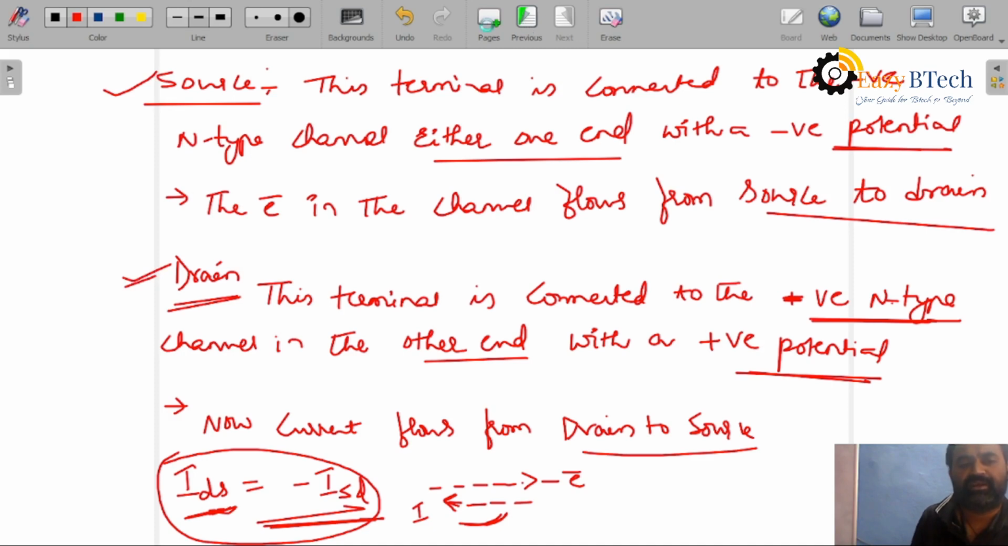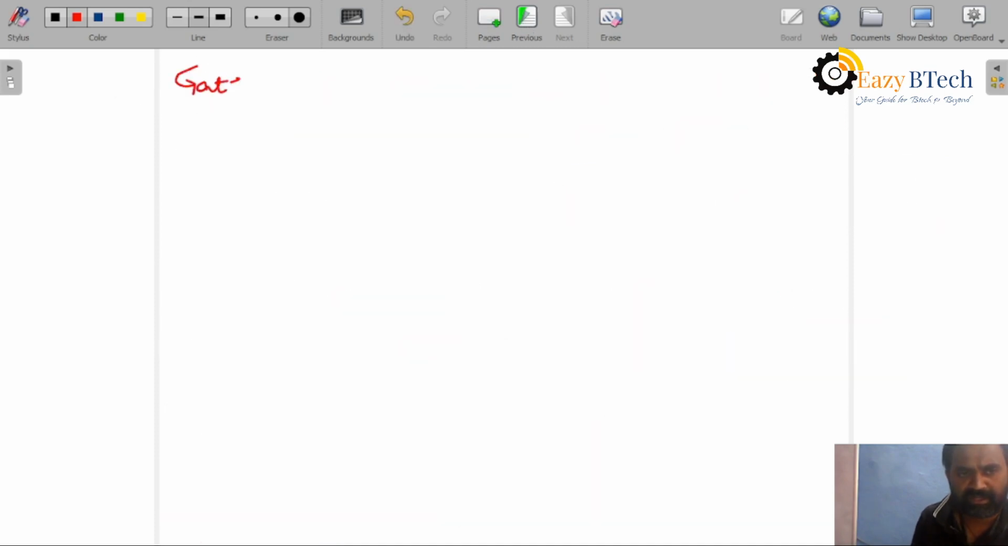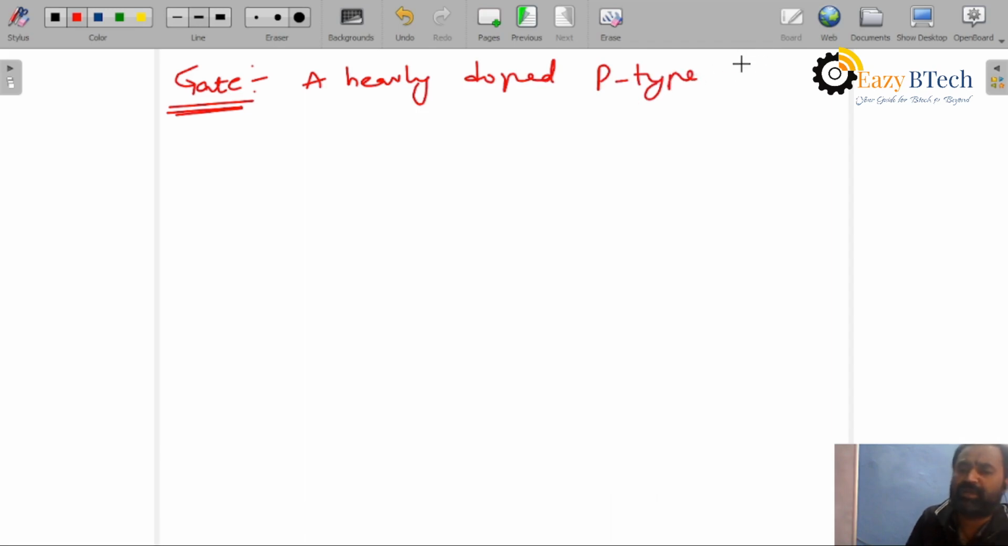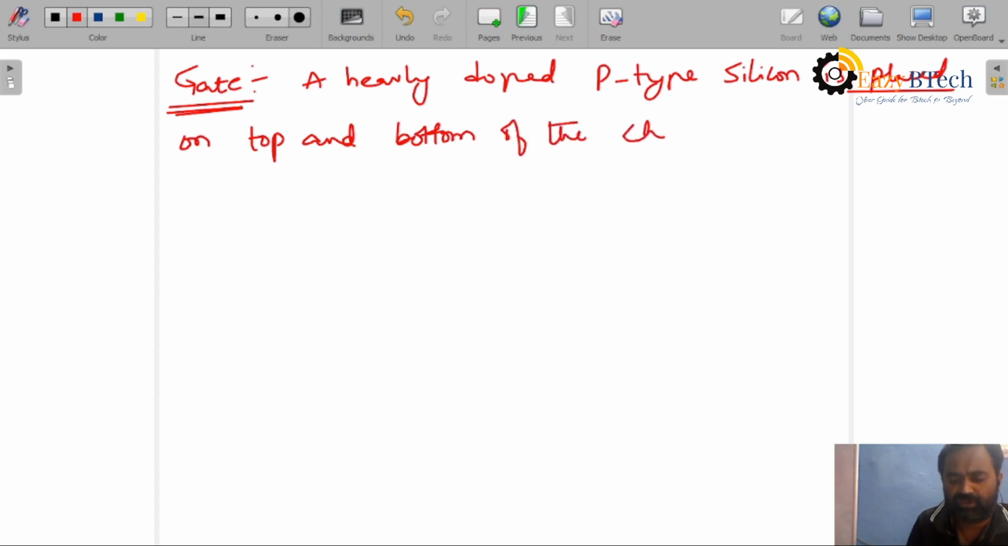Next, gate. A heavily doped p-type silicon is placed on the top and bottom of the channel. Is it clear?